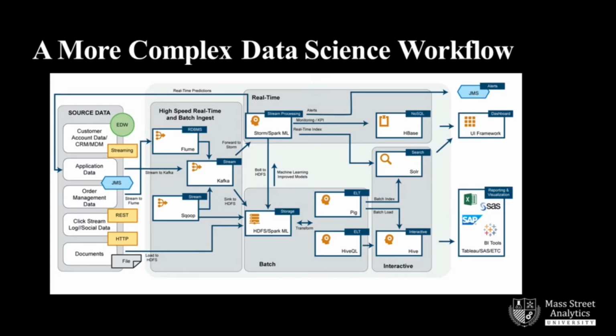Here's an example of a more complex workflow. It's the same pattern as the simple workflow, but with far more pieces and far more automation. I know some of this looks like Chinese, so I'll explain some of the parts. Sqoop, Kafka, and Flume are data ingestion software. Storm and Spark are real-time data processing systems. HDFS and Hive are storage systems.